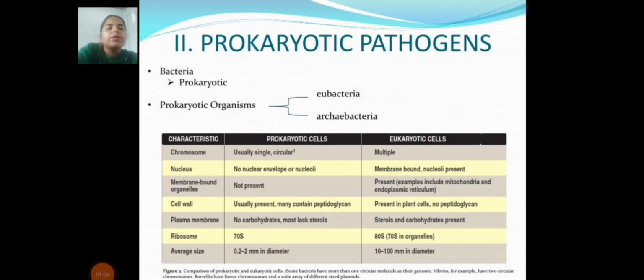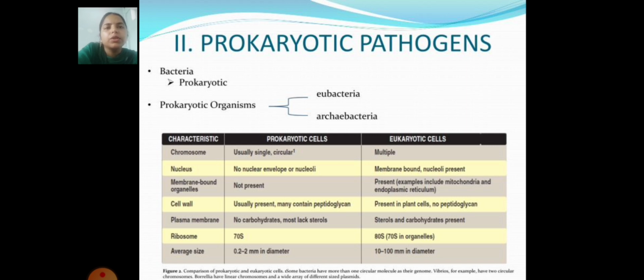First is the prokaryotic pathogens: bacteria, prokaryotic organisms, bacteria and archaebacteria. Characteristics: prokaryotic cells and eukaryotic cells. What is the difference between them? Characteristics are the chromosomes. Prokaryotic cells usually have a single circular chromosome, and eukaryotic cells have multiple chromosomes and a nucleus.